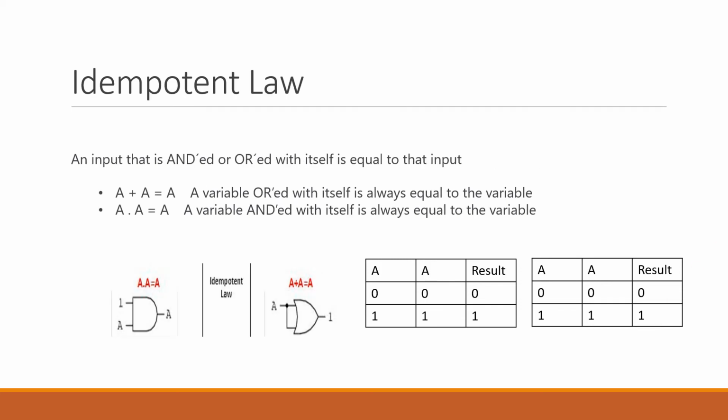Next one is idempotent law. An input that is ANDed or ORed with itself is equal to that input. That is A plus A equal to A, and A dot A equal to A. Here is the logic diagram for the dot operator and here is the logic diagram for the plus operator. And this is the result for the dot operator and this is the result for the plus operator.